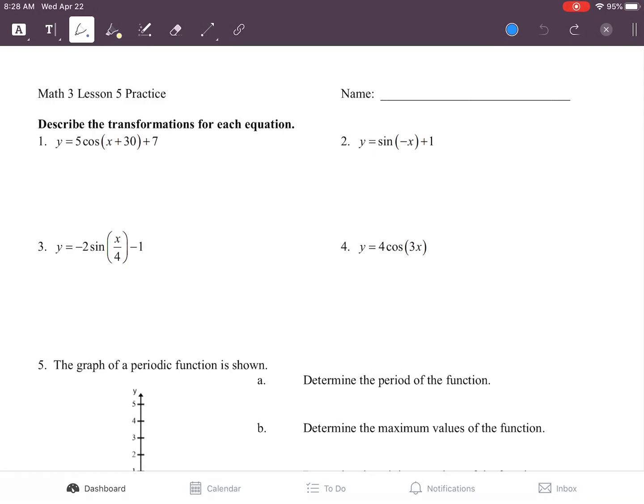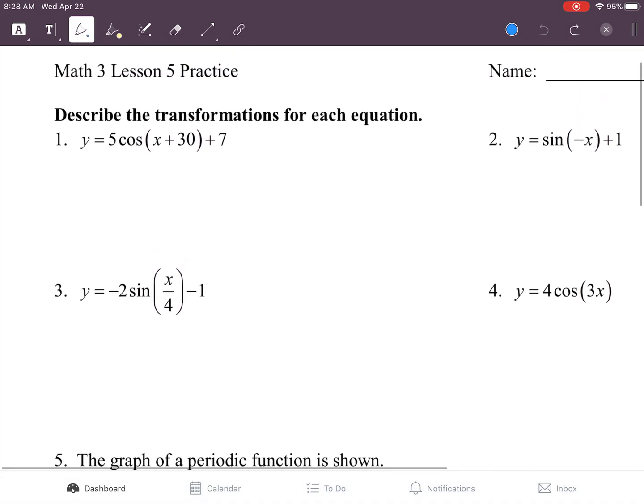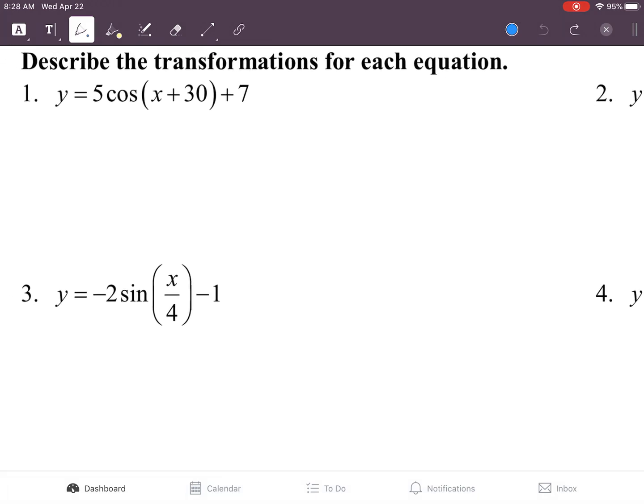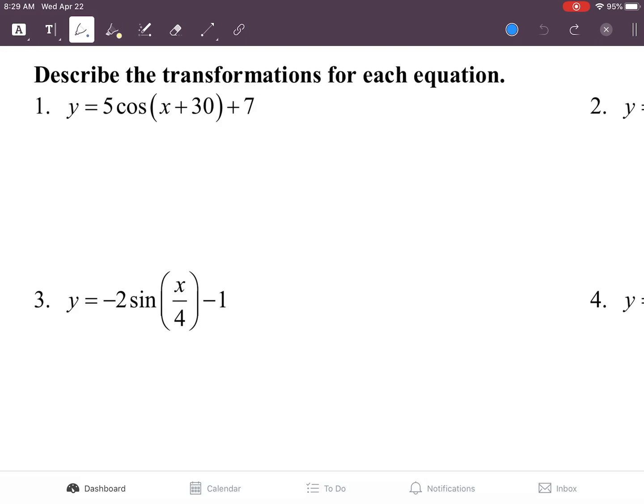So here is the second practice for Module 4, Topic 1. All right, this is trying to get you guys ready for the summative, which is going to be on Tuesday next week. All right, so the first thing, this is the same setup as the last time, the questions have changed. All right, so first thing we're going to do is look at the transformations for each of these four equations.